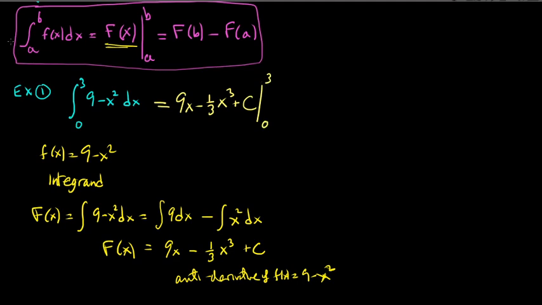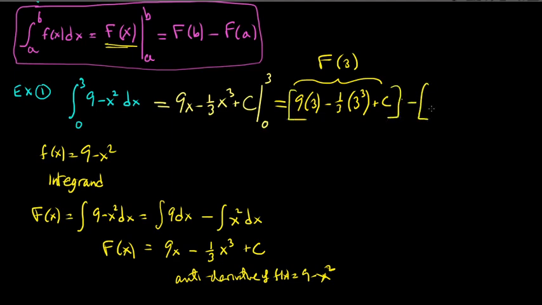What that means is I'm going to plug in 3 wherever I see an x. So this is 9 times 3 minus 1/3 times 3 cubed plus c. All of this is my capital F of 3. And then I have to plug in the lower number, the 0. So we're going to take all of this, and then subtract. When I plug in 0, I get 9 times 0 minus 1/3 times 0 cubed, also plus c. That's my capital F of 0. And then I just have to subtract those two numbers.